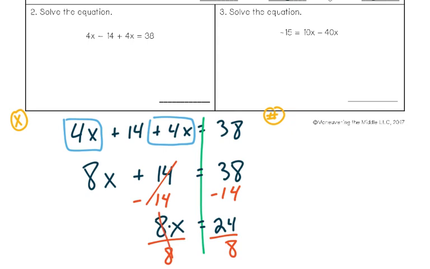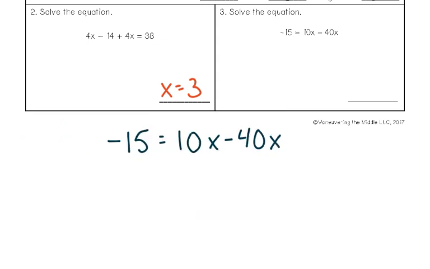So now I have x equals 24 divided by 8, which is 3. So x should equal 3. The very last step you should do is to plug 3 back into the original equation here, just to double check that you end up with 38. If you plug in 3 for the x's in this equation, you should end up with 38.